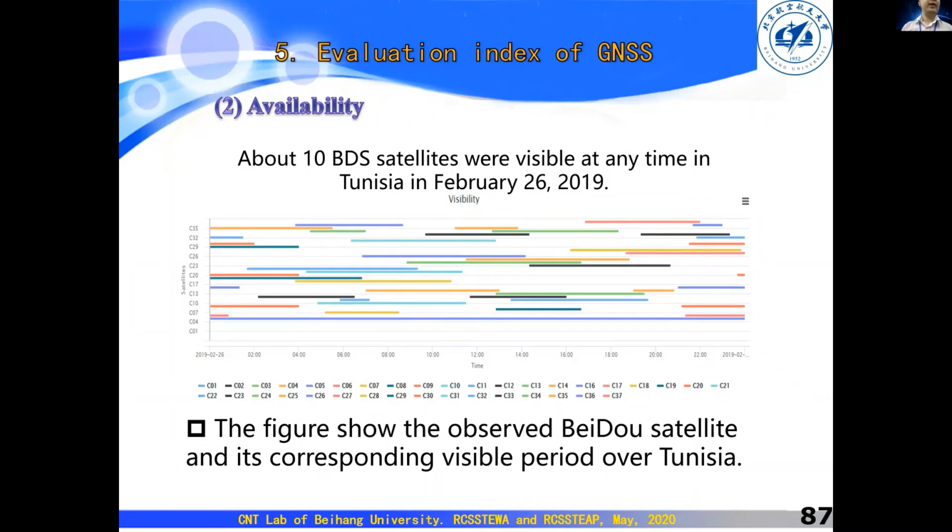Okay, so with this picture I want to show you that, as last course somebody asked me about the performance of the BDS, I think these pictures will give you the results of how the BDS system performs.